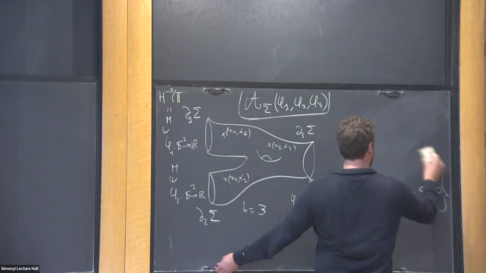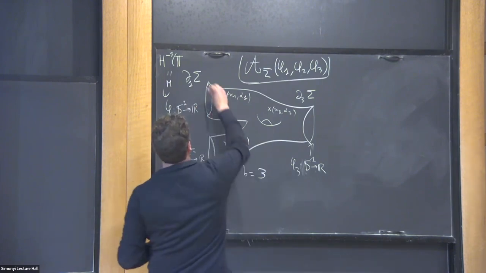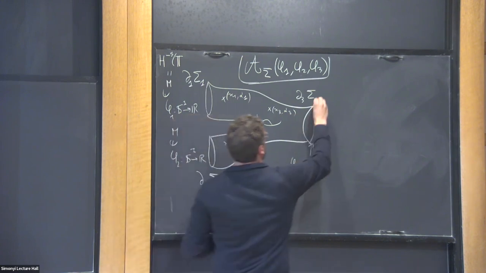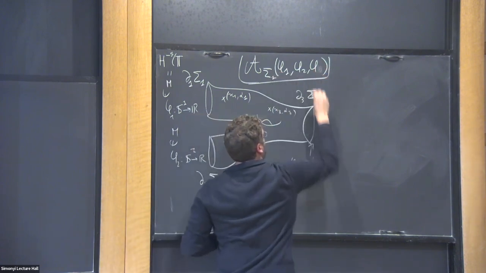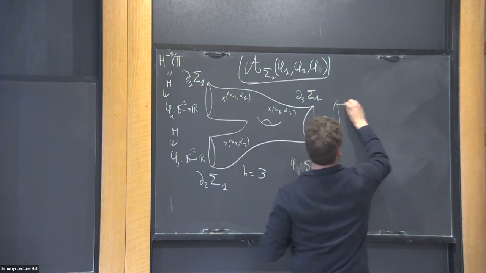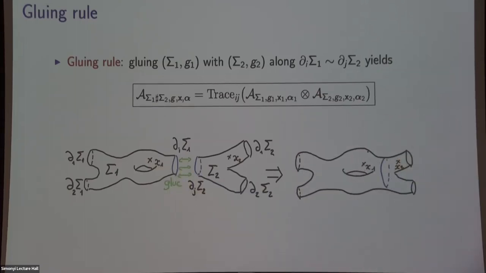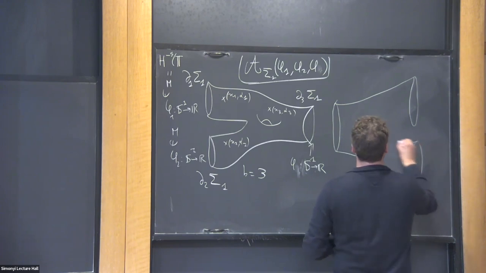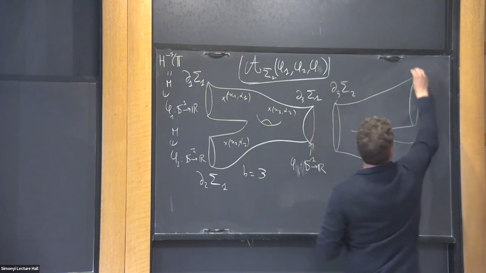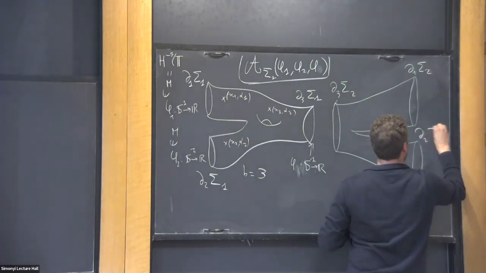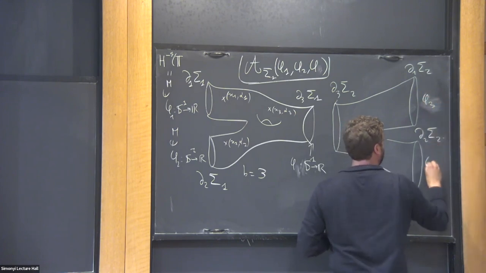Let me write it down here. Let's say that I have my surface, let me call it sigma one, and let me call this variable phi, not phi three. In this drawing there is just one marked point, but never mind, you can put marked points anywhere. Then I have another surface, sigma two here. Let me call these fields phi three, phi four.